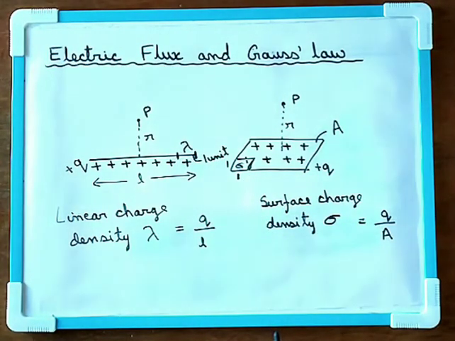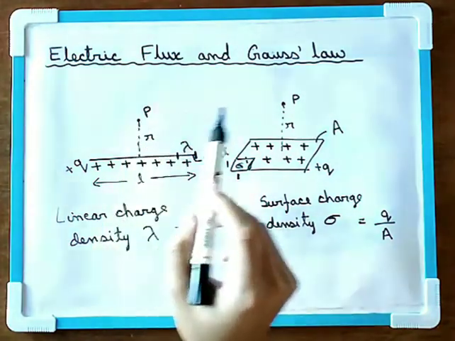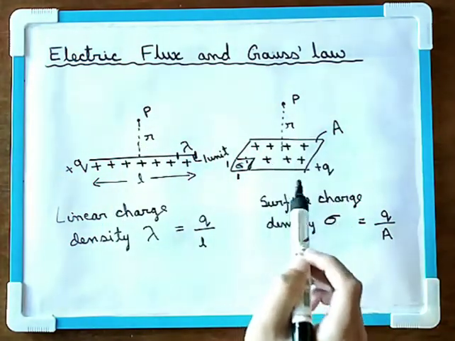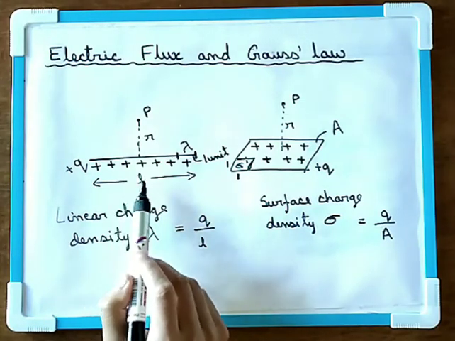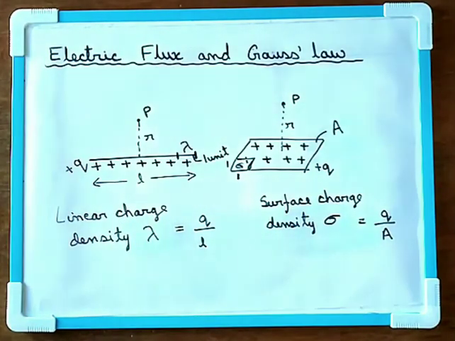So these are the two definitions. One is for linear charge density and the other one is for surface charge density, which we are going to use in finding the electric field intensity at this point P due to the surface charge distribution, and here due to the linear charge distribution. So let's define what is electric flux, and let us see what is the statement of Gauss law.